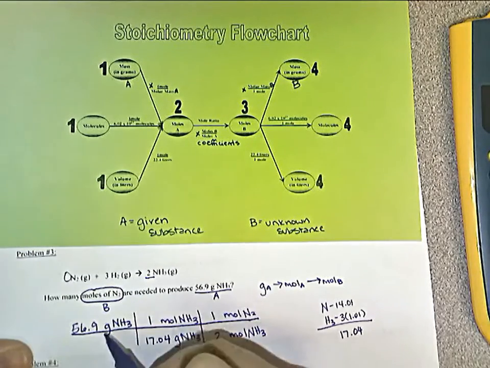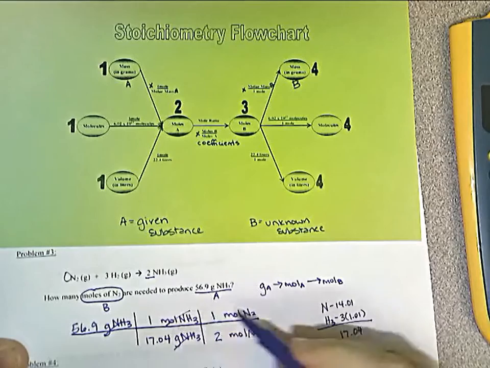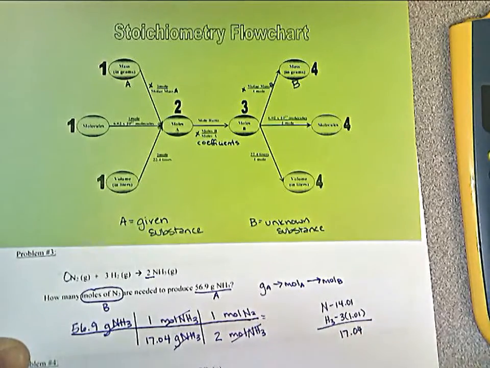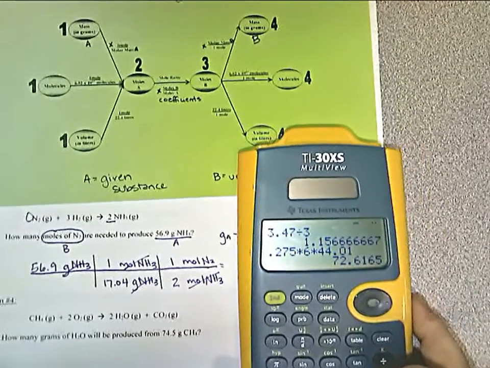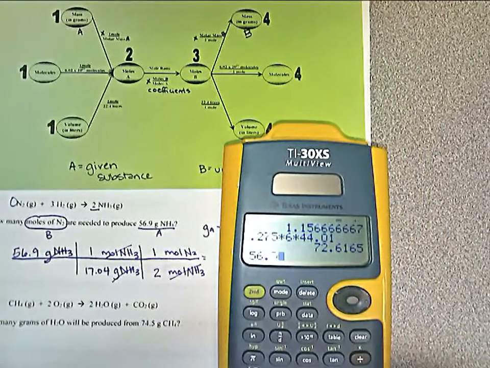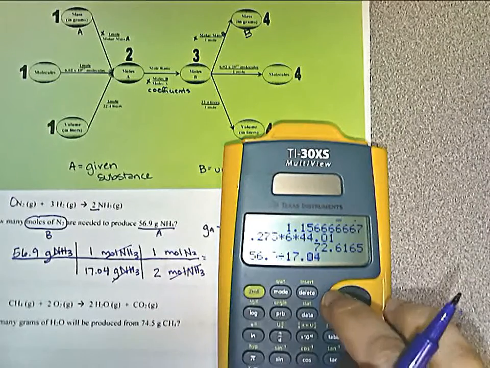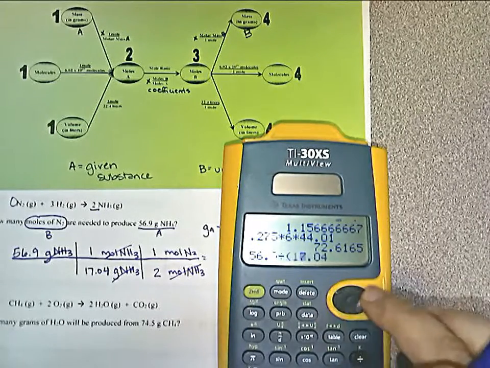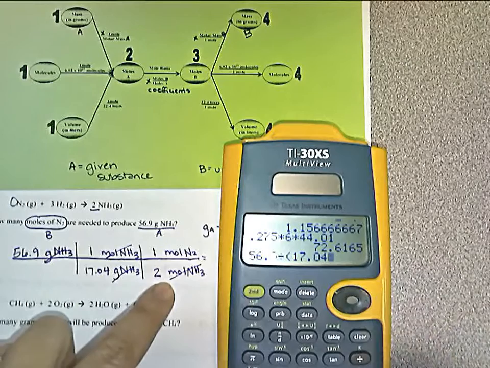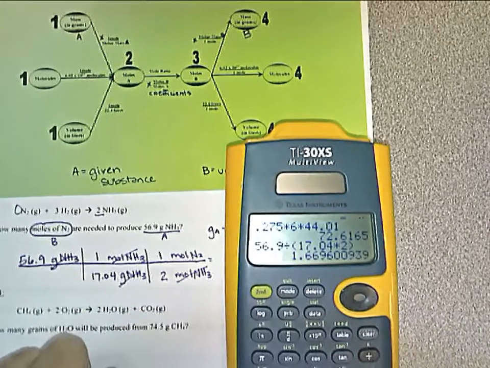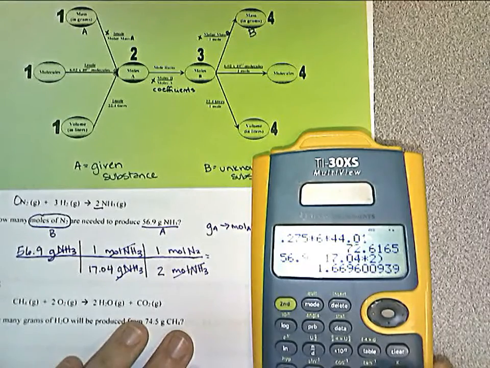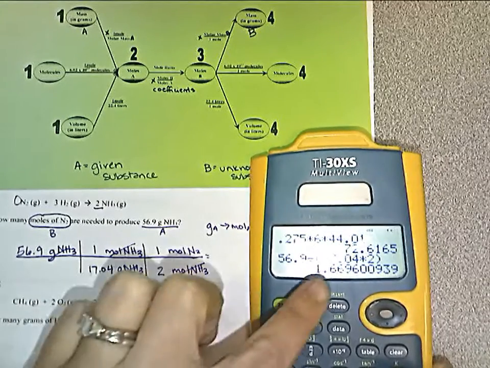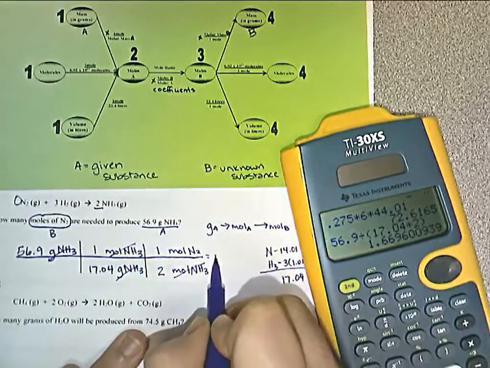Alright, so does this cancel with this? Yep. And does this cancel with this? Yep. We're going to solve. All I have to do at this point is type this in. 56.9 divided by 17.04. Whoops. I need to do 17.04 times 2, because I've got 2 moles. And that gives me roughly 1.67, 3 sig figs.